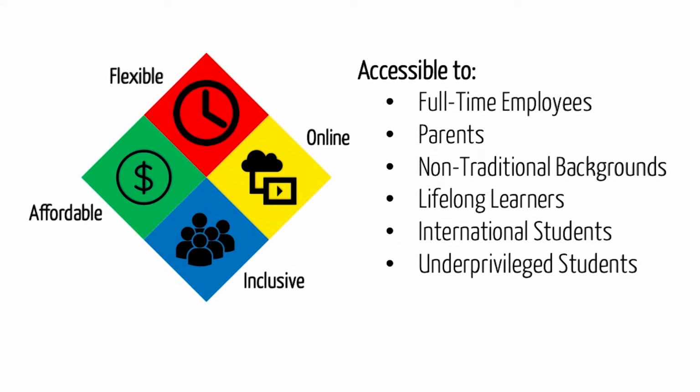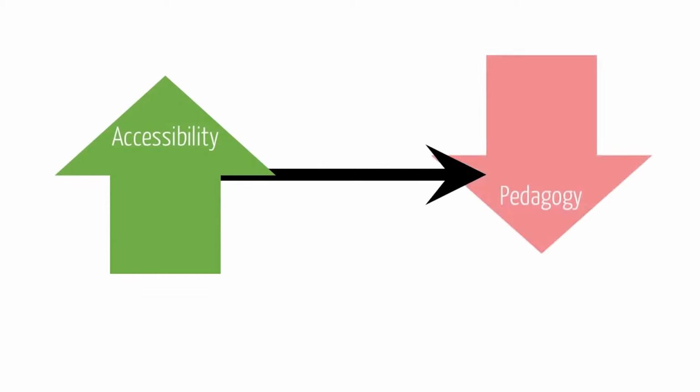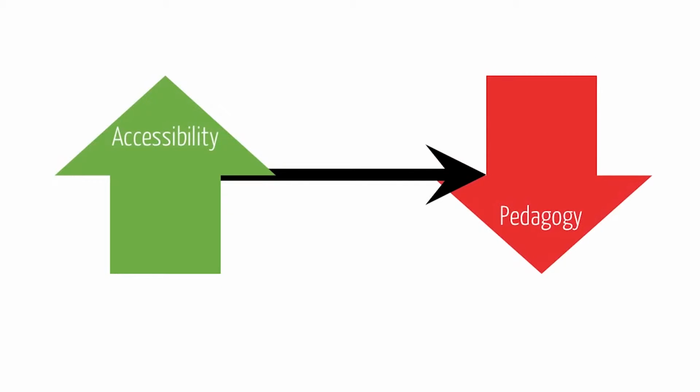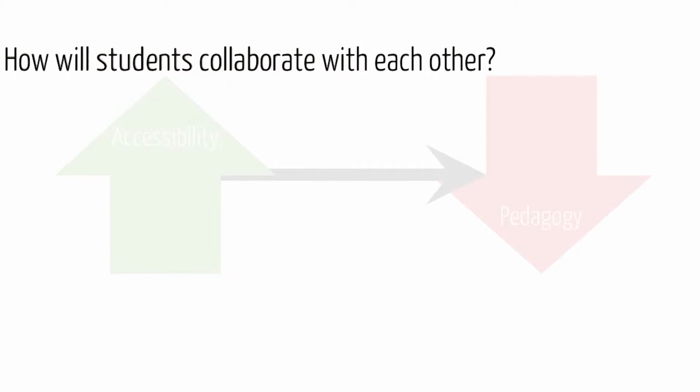These initiatives in accessibility lead to a radical difference between OMSCS and residential students. But there remains a challenge. Many people point out that when we emphasize accessibility, it's often at the expense of pedagogy. How will students collaborate with each other? They're at a distance, they're not located together. How do they meet together? How do they work together on projects?